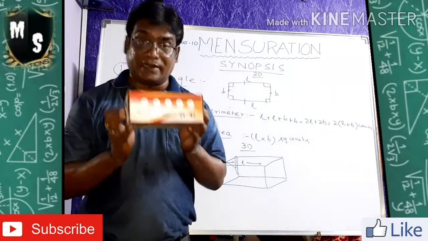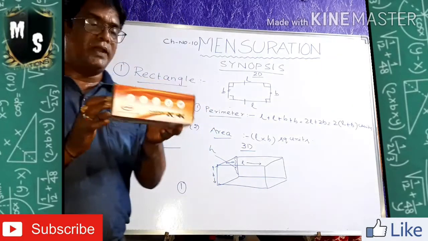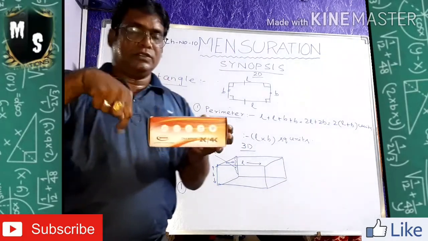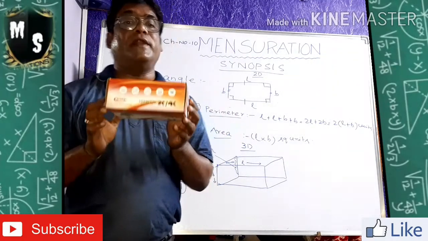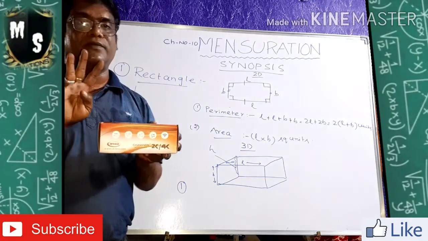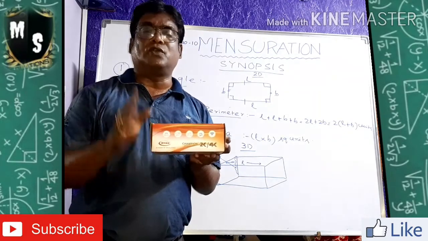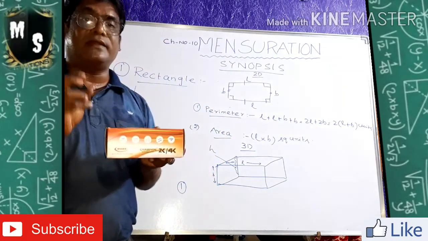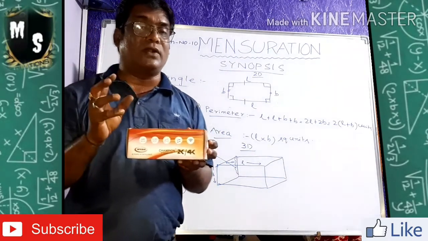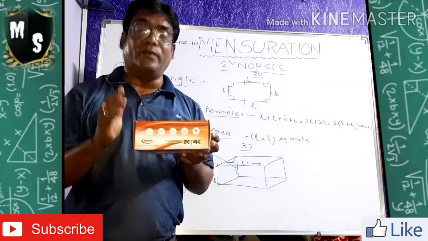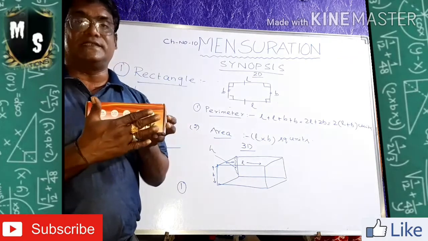So the word that came is laterally. Laterally means the side, the surrounding. In the surrounding, how many faces are available? 4 faces are available. So 4 surface areas will come. That is called the lateral surface area. So lateral surface area always involves 4 faces.